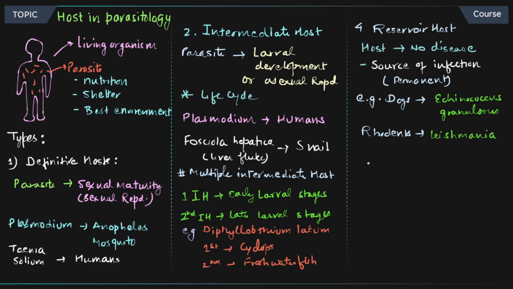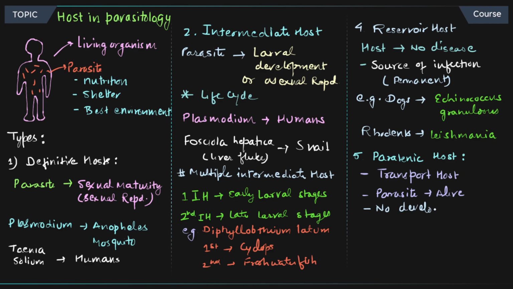Right? Okay, now let's talk about another type of host, which is the 5th point here, the paratenic host. Paratenic, it's also known as transport host. Okay, so point number 1, let me write it down. Transport host means the parasite remains alive and infective but does not undergo any development. So the parasite will be alive, right? But there will be no further development. So the next point is no development will be there in this particular host. It is not essential for the life cycle, but it helps in bridging the ecological gap.